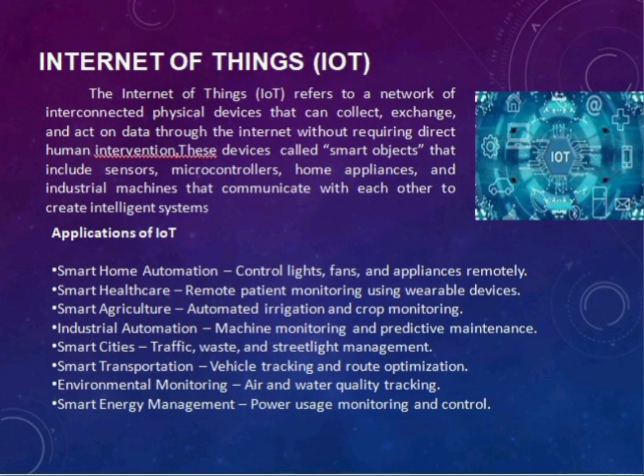In smart homes, it helps control devices like lights and fans from anywhere. In healthcare, IoT devices monitor patient health continuously. In agriculture, also, farmers use IoT systems for automated irrigation and soil monitoring. In industries, IoT is used for machine monitoring and predictive maintenance. We also see IoT in smart cities, transport systems, and environmental monitoring. So, whatever automation and data communication are needed, IoT plays a key role in that.